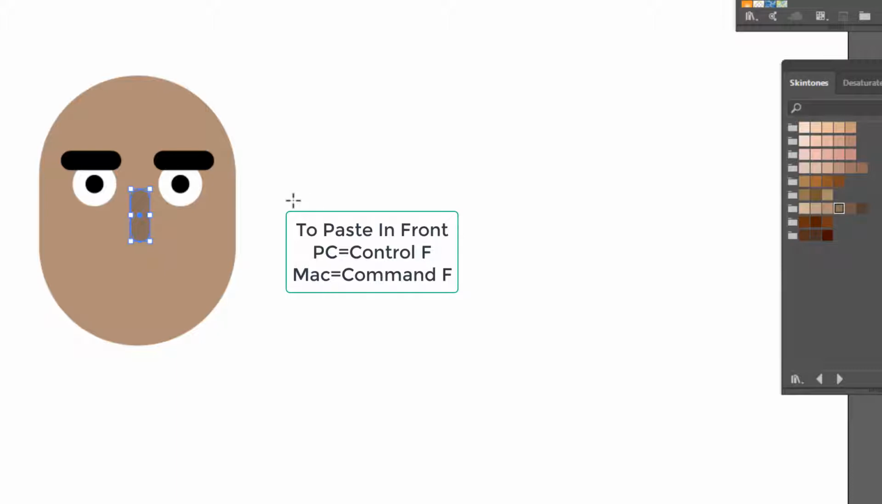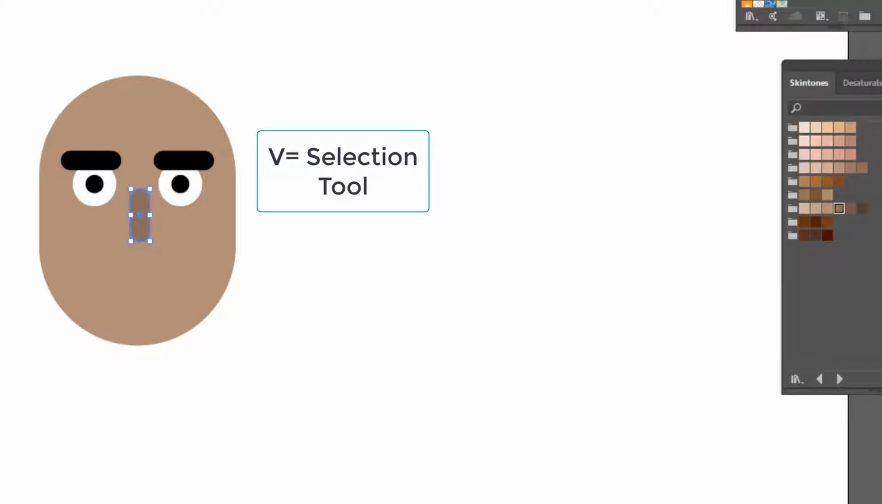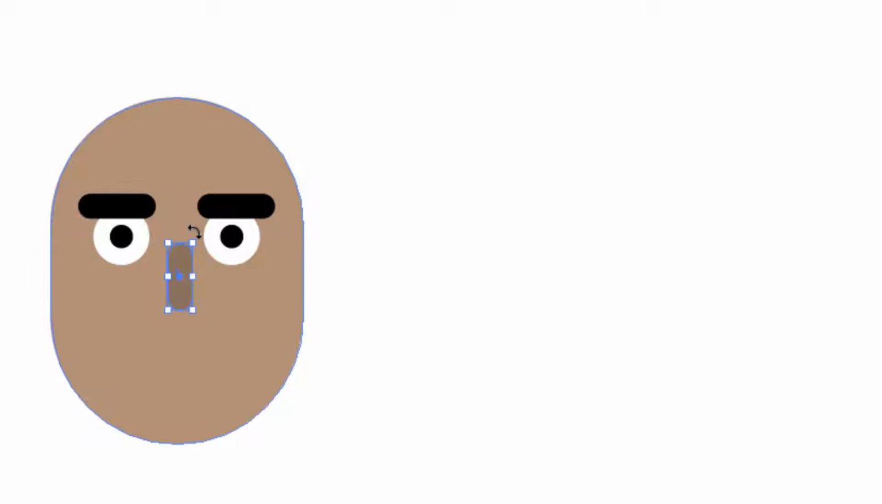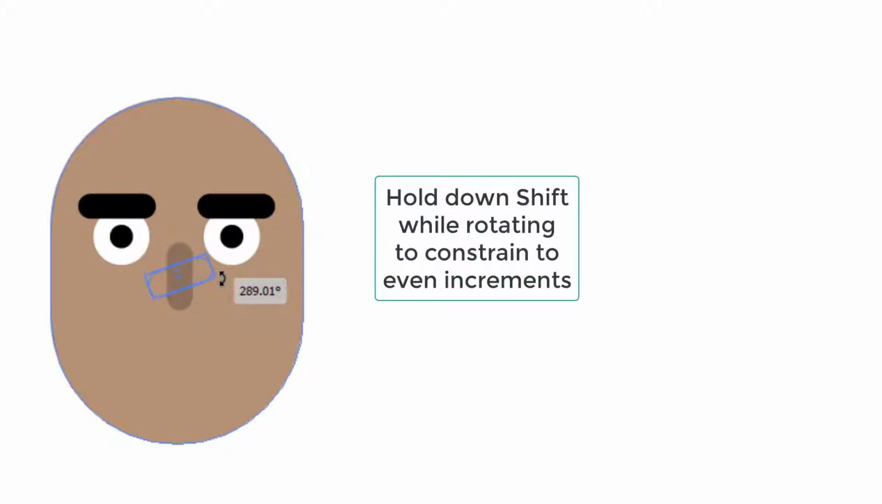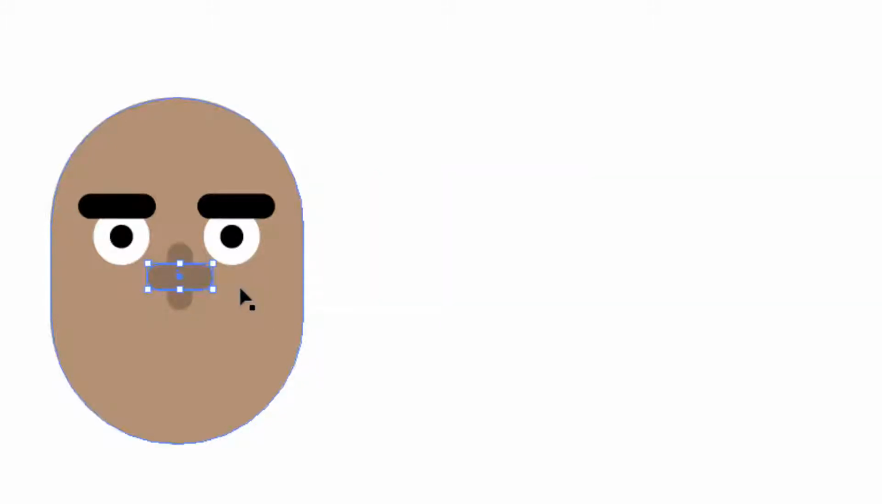Now to rotate that, I'm going to click V on the keyboard to switch to the selection tool, then hover the cursor around the corner and simply start clicking and dragging when you get the rotation arrow. Now to make it go in increments of 15 degrees, you can hold down the Shift key and then you'll get it to just the right angle.